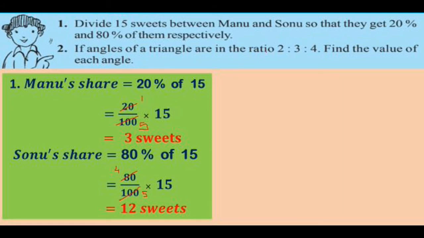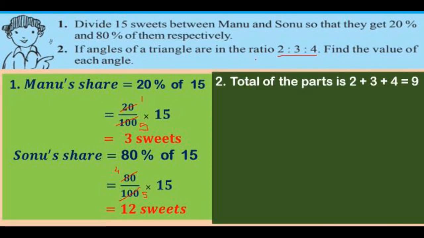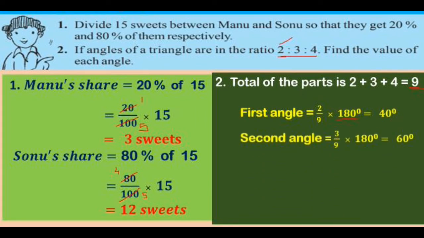Question number 2. If angles of a triangle are in the ratio 2, 3, 4, find the value of each angle. First, we need to find out the sum of ratios, that is 2 plus 3 plus 4. So total becomes 9. Now, first angle is 2 out of 9. So what is the sum of all the angles of a triangle? It is 180. So first angle becomes 2 upon 9 multiplied by 180. That is the sum of all the interior angles of a triangle. So we get 40 degree.